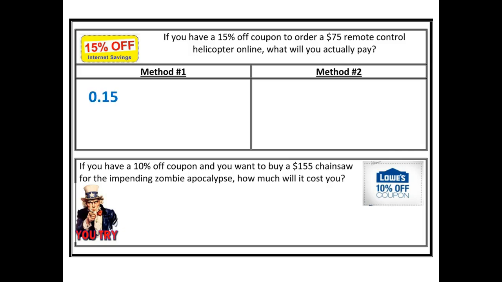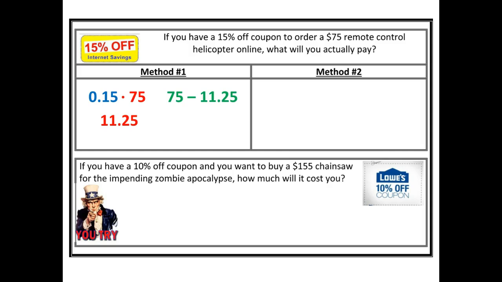So I'm going to take 15%, divide by 100 or move the decimal 2 places to the left to turn it into a decimal. And I'm going to multiply that by my original cost of $75. Little calculator moment, I get 11.25. The problem is a lot of students forget to stop here. This is the amount that I'm saving. This is the amount the coupon is taking off or discounting. I need to subtract this from my original price to find out how much I'm personally paying for this helicopter.